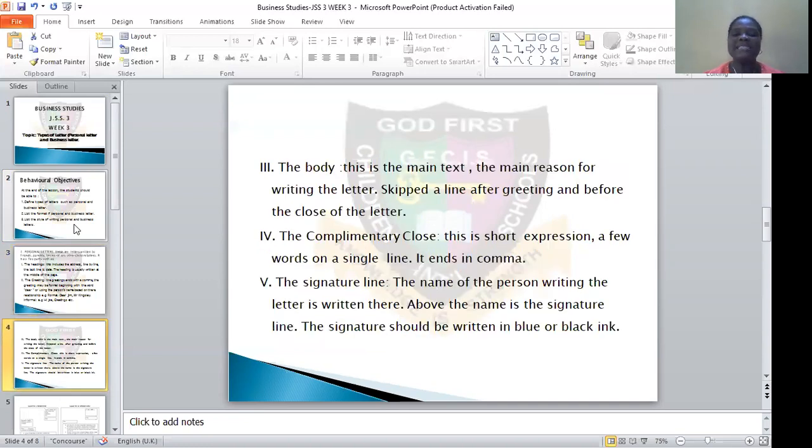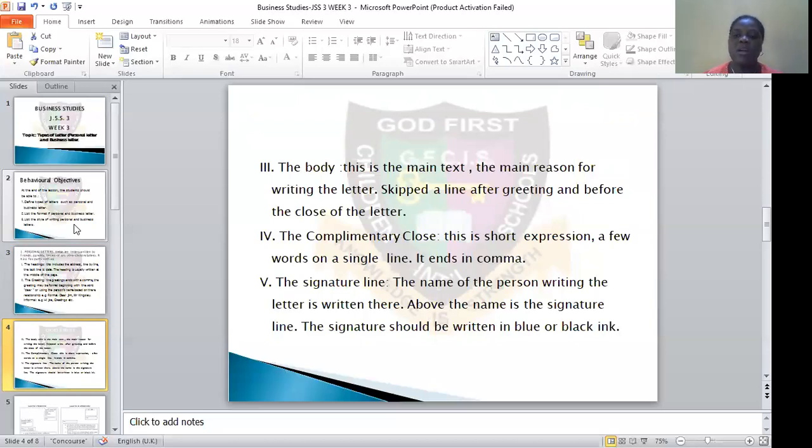Then the next one that we're going to look at is the body. The body of the letter is the main text, the main message, the main point that you want to pass across to the person you are writing to. In the body, you write the points out paragraph by paragraph. You just don't lump all the message together. Each point must be sequential to another. In the first paragraph, you set out your point, then the next paragraph will be pointing to the first paragraph, while the third paragraph will be buttressing the second paragraph. You write it line after line.